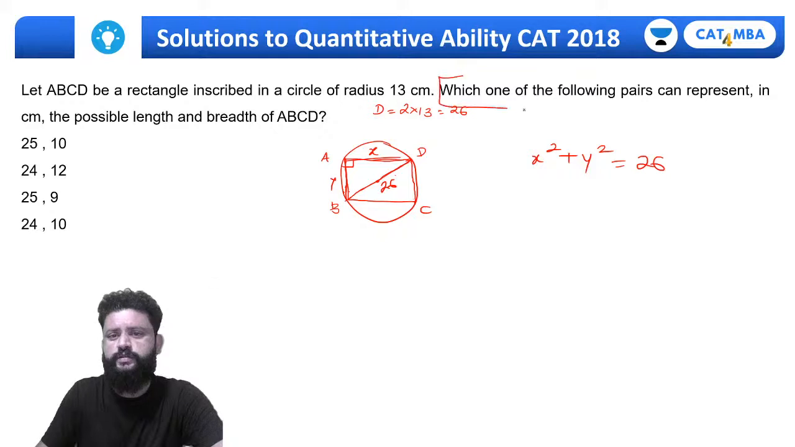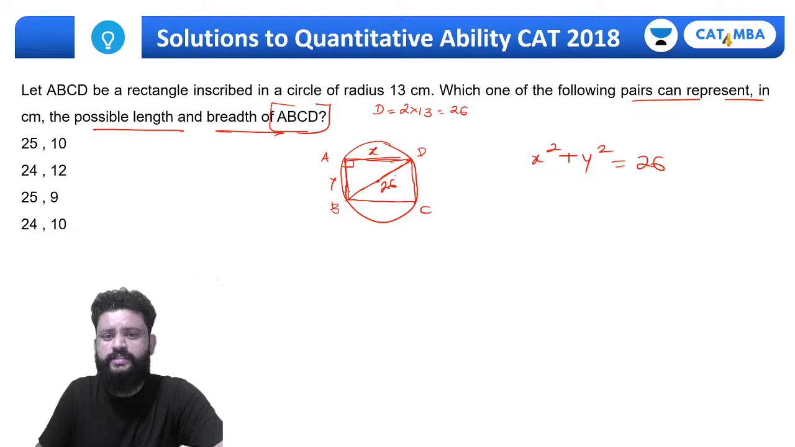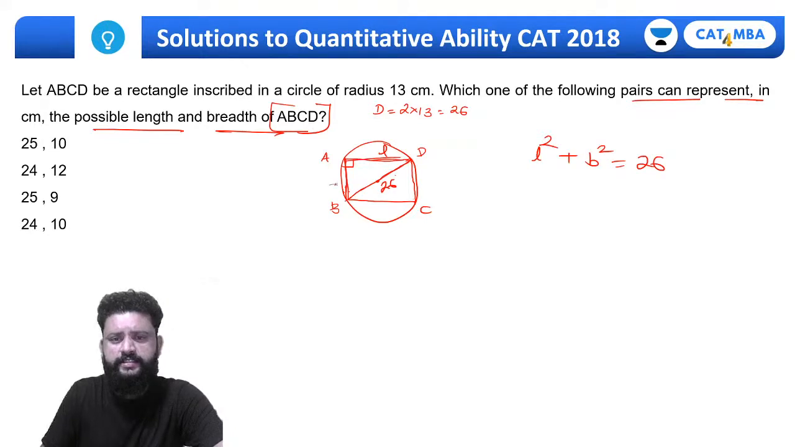Now the question is, which of the following pair can represent the possible length and breadth of ABCD? So this is length and this is breadth. You can call it x or y, or like L and B. L square plus B square must be 26 square.